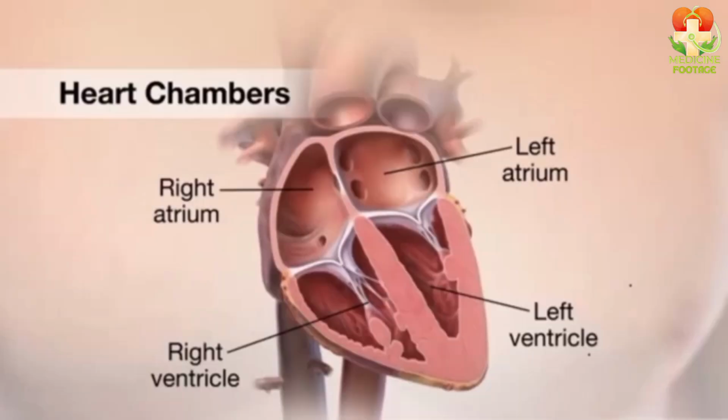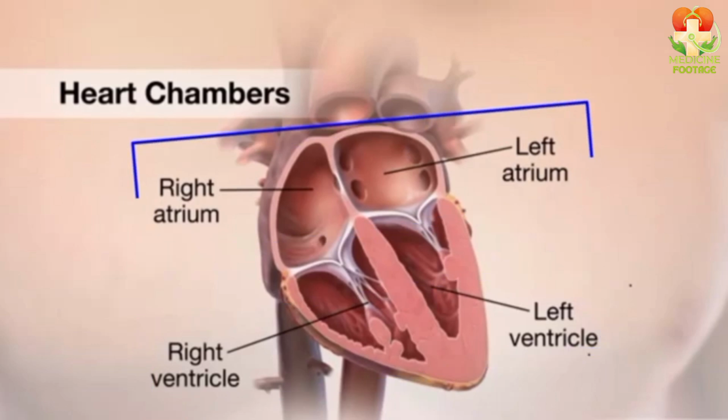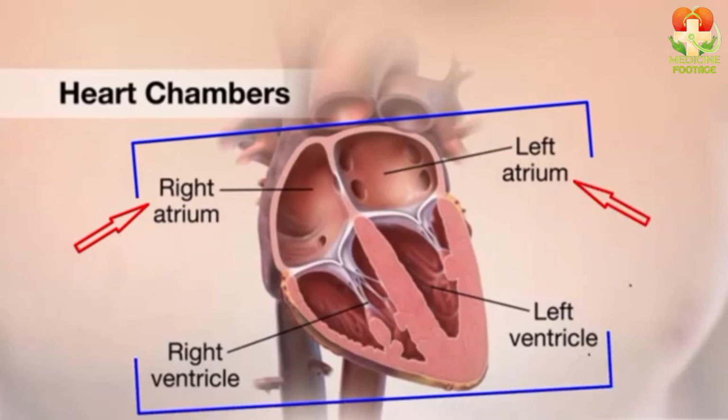You can see that it has 4 chambers, 2 upper chambers and 2 lower chambers. This chamber is called the right atrium, and this chamber is called the left atrium. And here are 2 lower chambers. This one is called the right ventricle, and this one is known as the left ventricle.